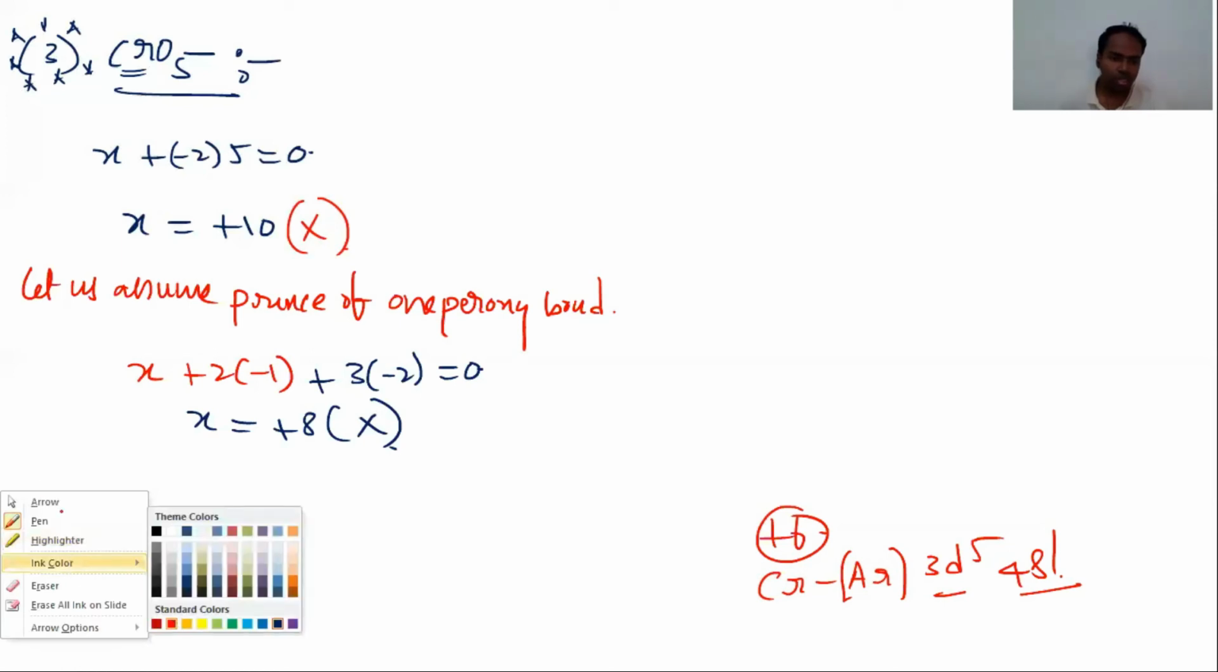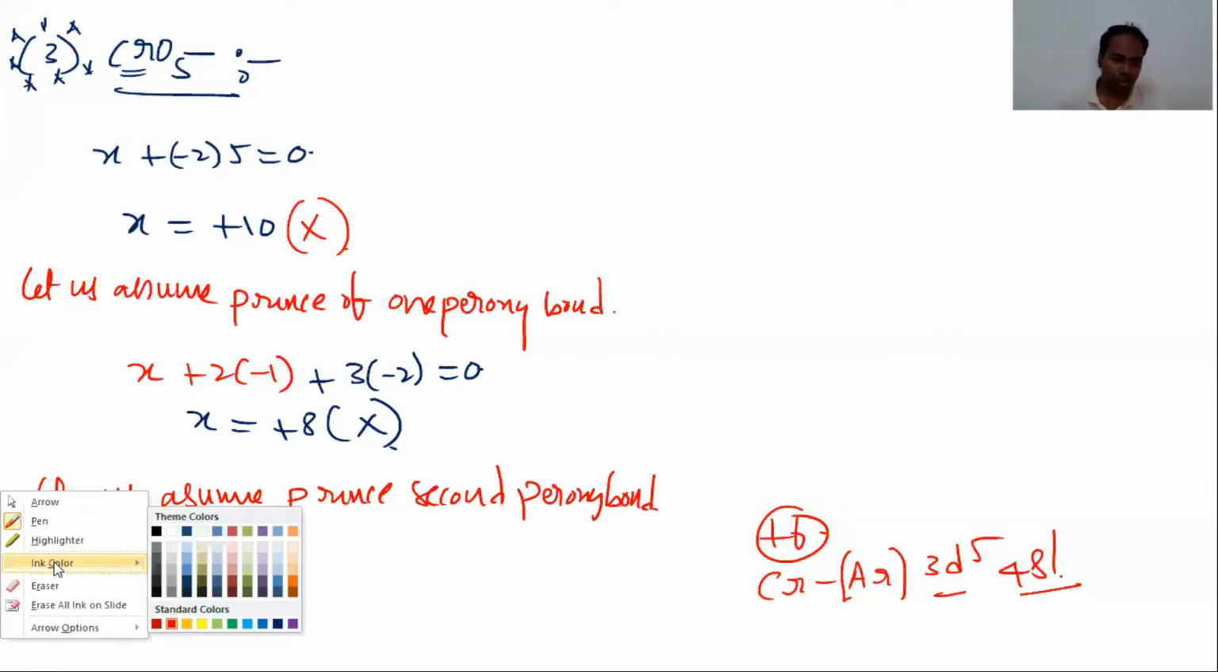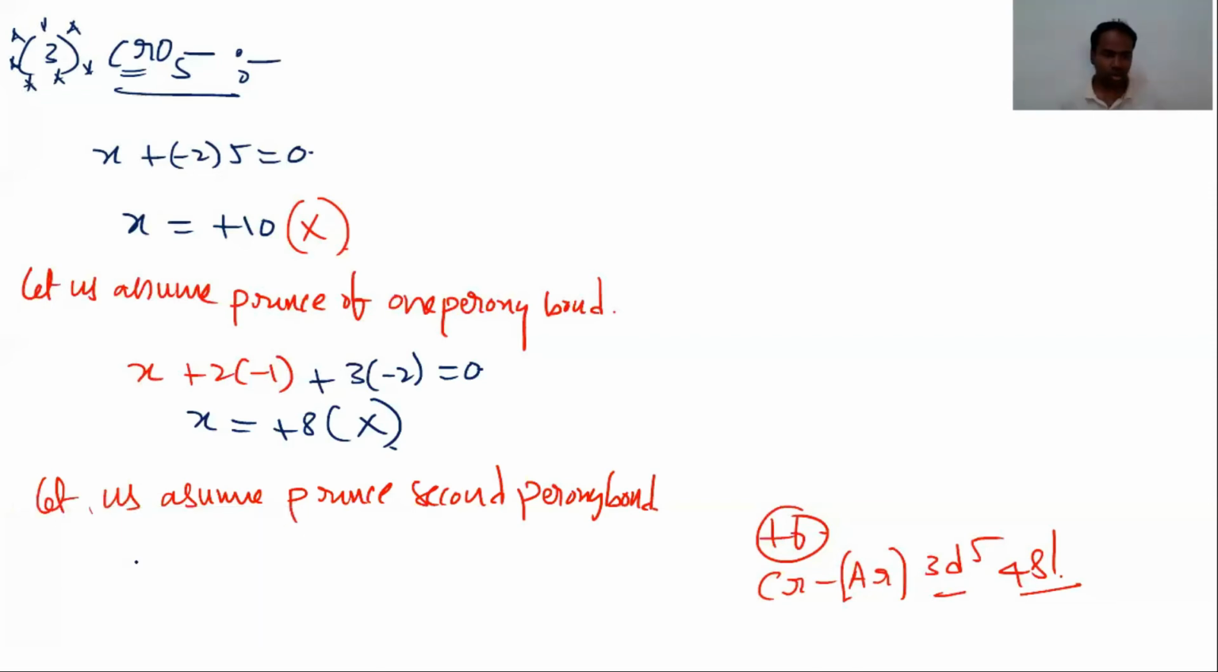Now take one more: presence of second peroxy bond. So presence of two peroxy bonds. So chromium X as usual. To form the two peroxy bonds, how many oxygens are required? 4 oxygens. For 4 oxygens, -1. Remaining oxygen is -2, is equal to 0. X is equal to +6. So this is correct.